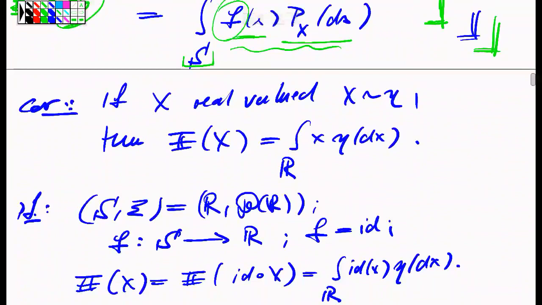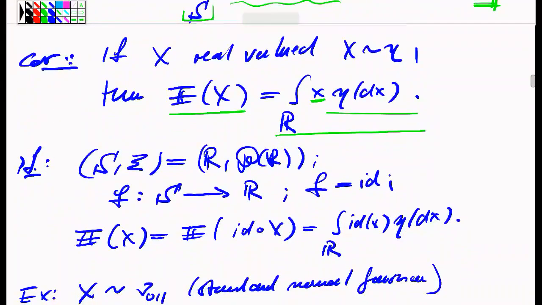We can use this now in order to convince ourselves that the expected value of a real valued random variable depends only on the law of the random variable. Why so? Well, the formula here is like this. The expected value of a random variable can be obtained by just integrating the identity function x on the real line against the law of the random variable x.